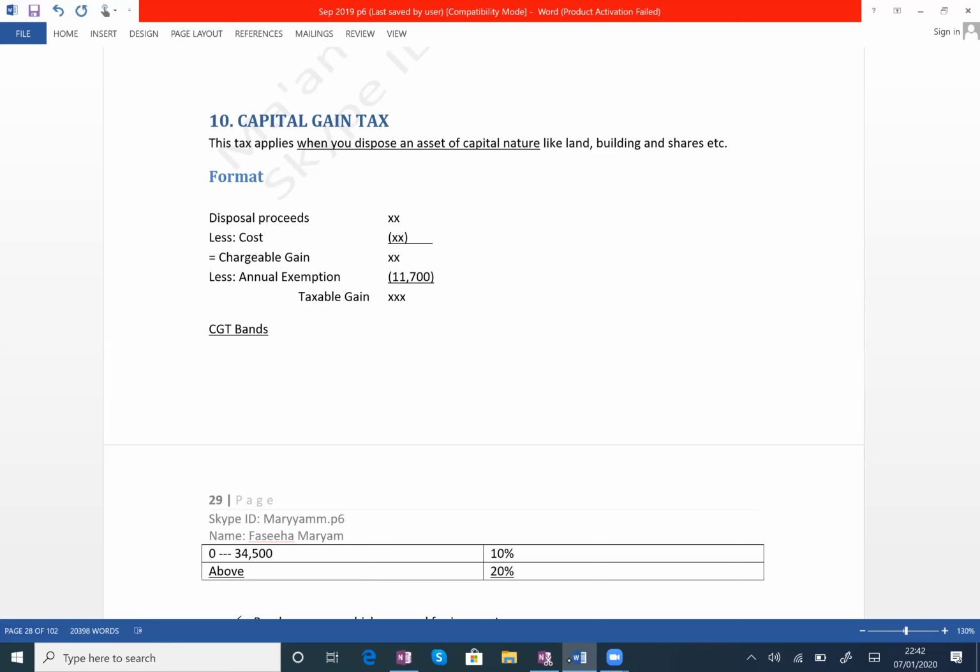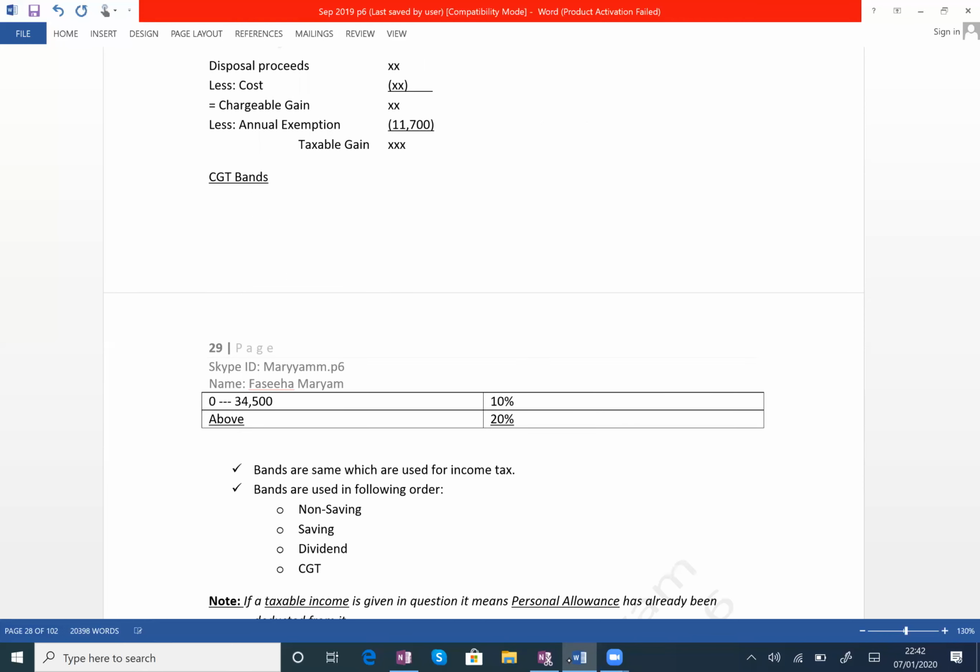Then you have to deduct the annual exemption, which is fixed for the tax year 2018-19. How much annual exemption can any individual get? 11,700. And then you will get the taxable gain. On this gain, you will apply the CGT rates.